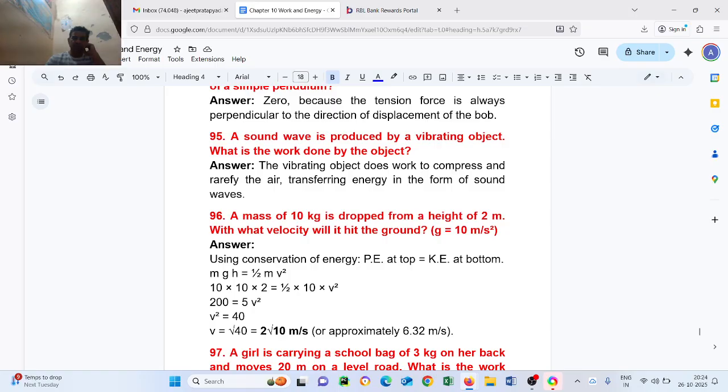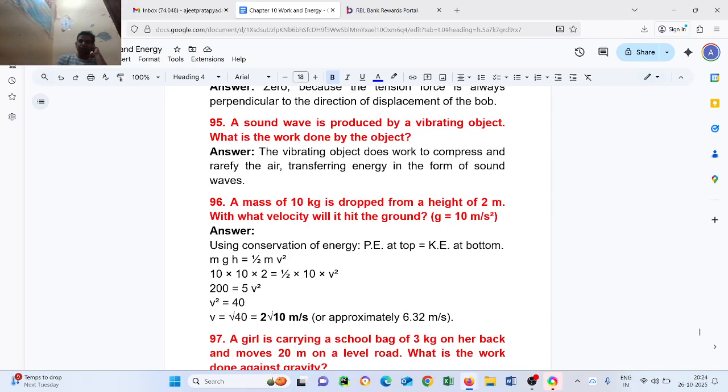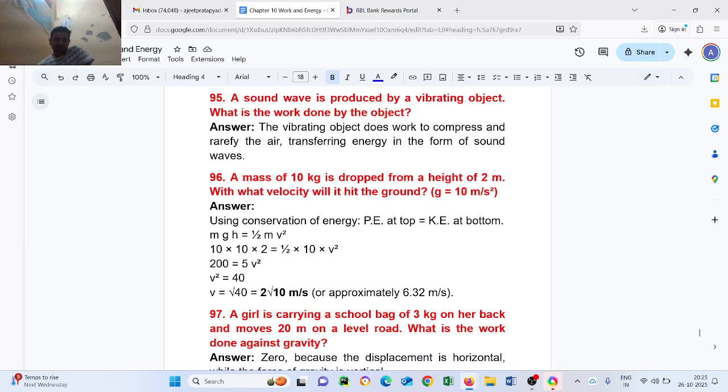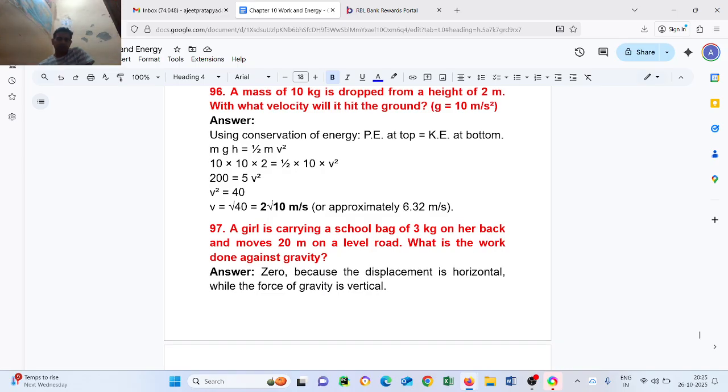Question number 96. A mass of 10 kg is dropped from a height of 2 meters. With what velocity will it hit the ground? Taking g = 10 meters per second squared, using conservation of energy, PE at top equals KE at bottom. mgh = half mv squared, so 10 multiplied by 10 multiplied by 2 = half multiplied by 10 multiplied by v squared, which gives 5v squared. v squared = 40, v = root 40, approximately 6.3 meters per second.